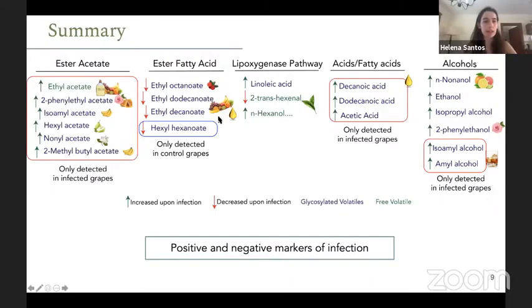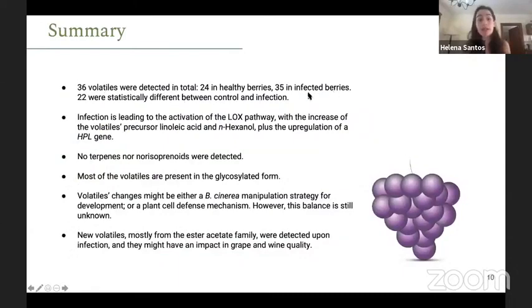The majority of them are increased in infected berries. And infection is indeed leading to a LOX pathway activation, whether we don't know if it's to promote jasmonic acid defense or it's for the green leaf volatiles signaling and communication with plants, etc. But those are the possibilities.